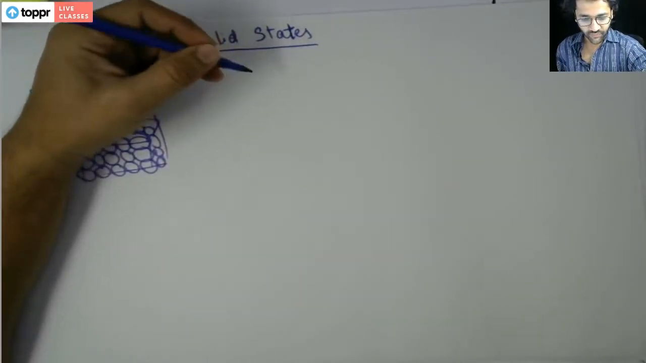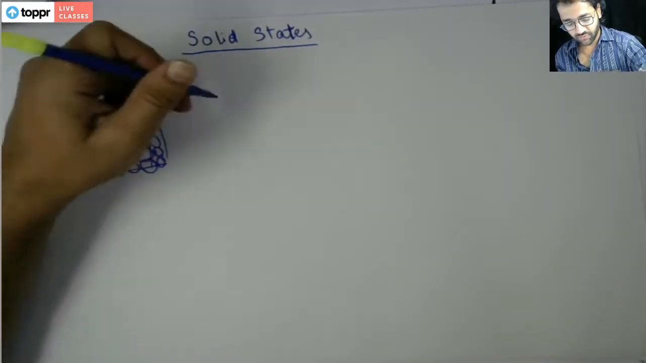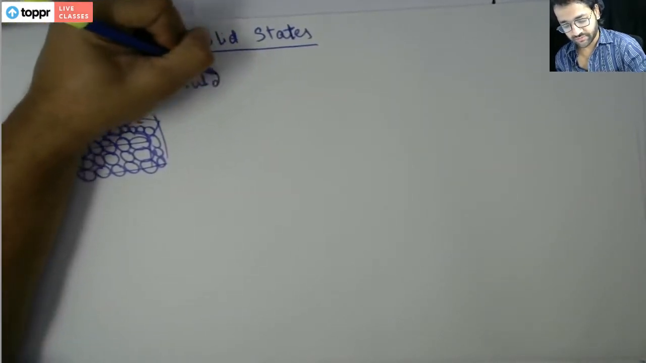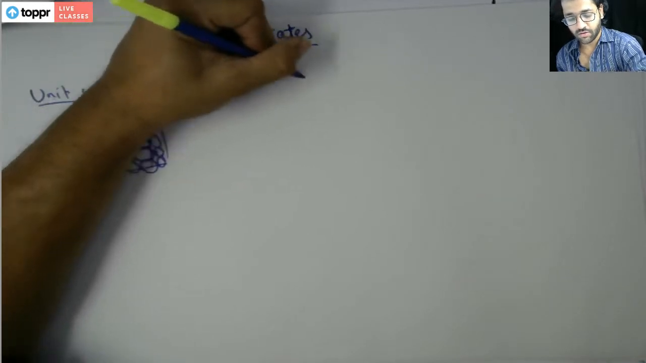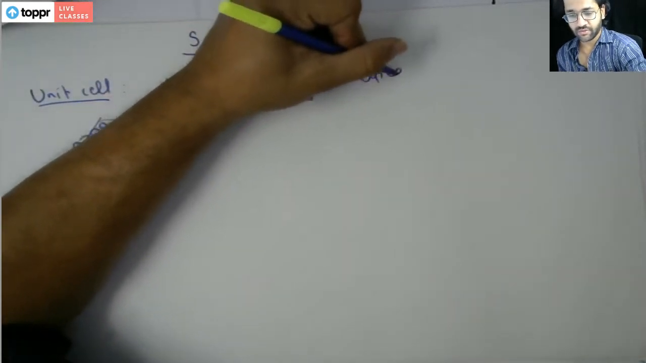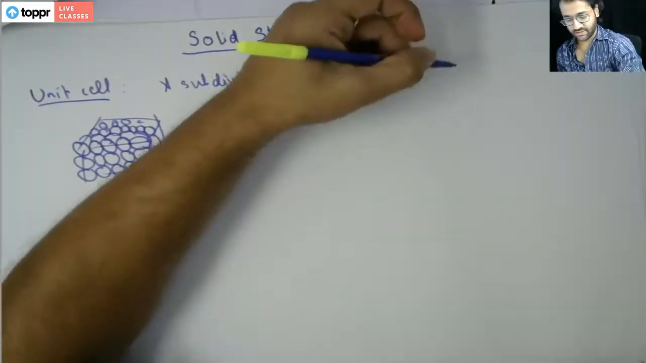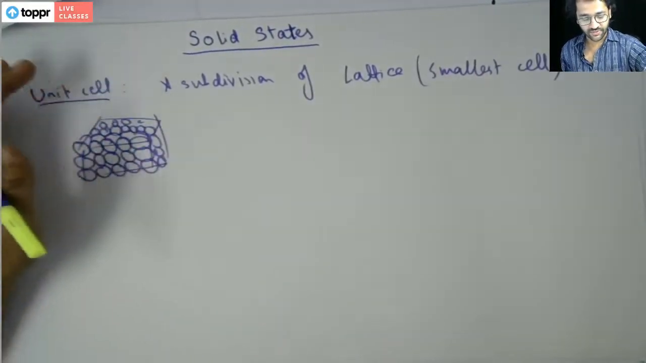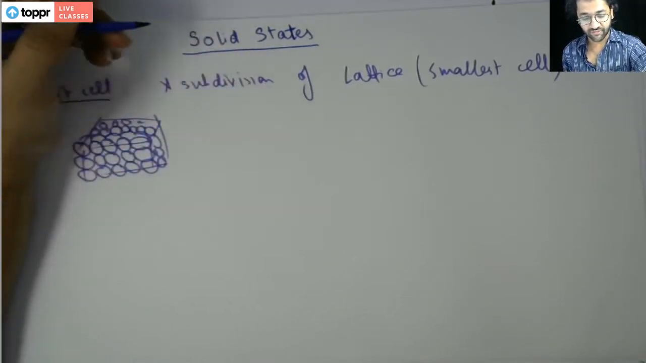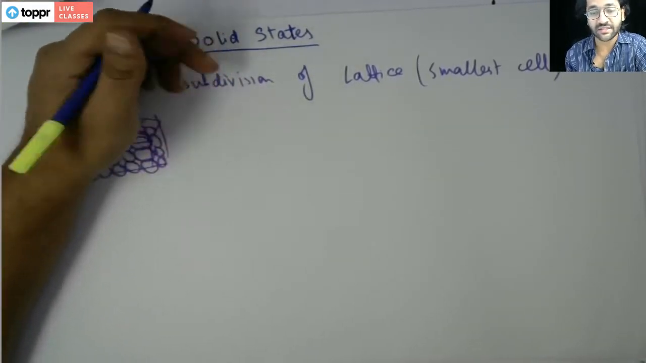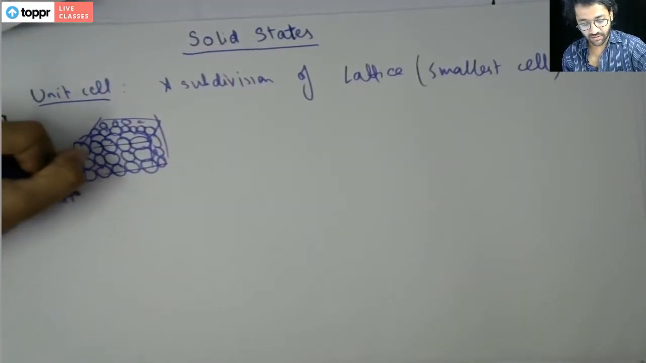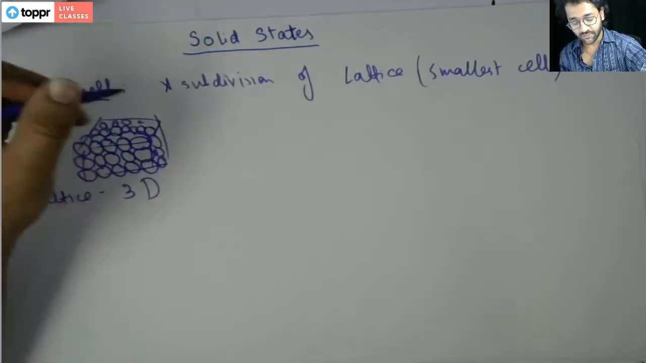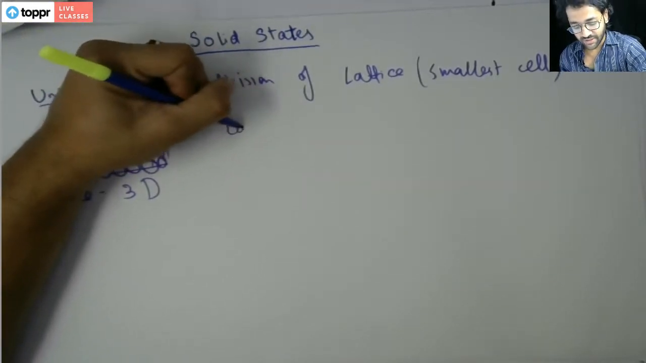All right. So the first and the simplest unit cell. What we learned is that a unit cell is basically a subdivision of the lattice itself, the smallest cell. The lattice can be divided into different types of unit cells. Now we're talking about a lattice, which is a 3D structure, so obviously our unit cells will also be 3-dimensional, correct? In that view, the unit cell can be as simple as a cubic unit cell.